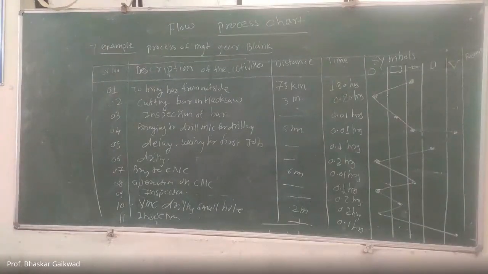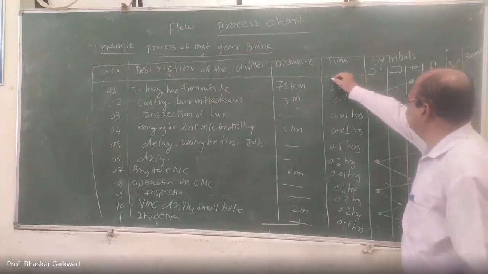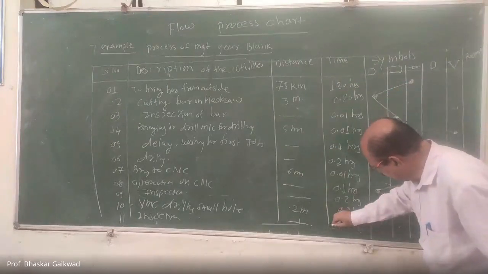Here we have used five symbols and related timings we have noted, and if you make the total time of this, then you can write here the total time.